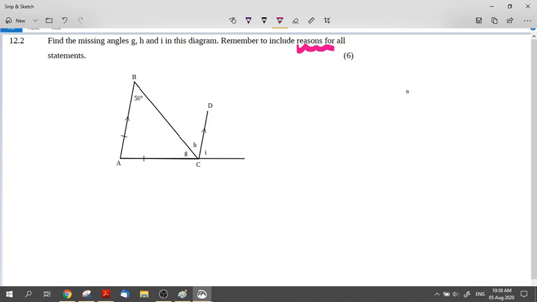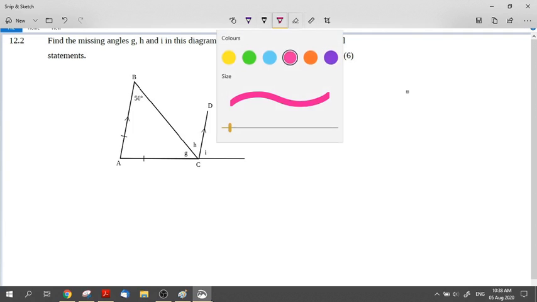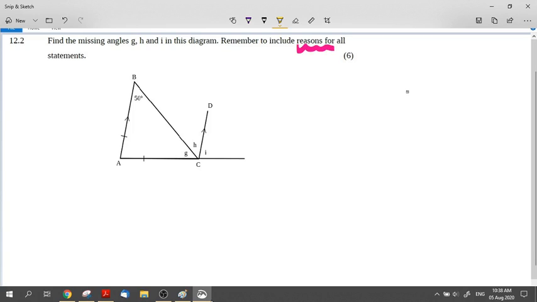So let's have a look at this question here. G, H, and I. Here's G, H, and I. Now usually what happens is they put the angles in the order of what is easiest to find. And you can maybe look at this and think, my goodness, what's going on here? But if you have a look closely, can you see there's a little mark here and a little mark here? Can you see these marks? That tells you these two lines are of equal length.